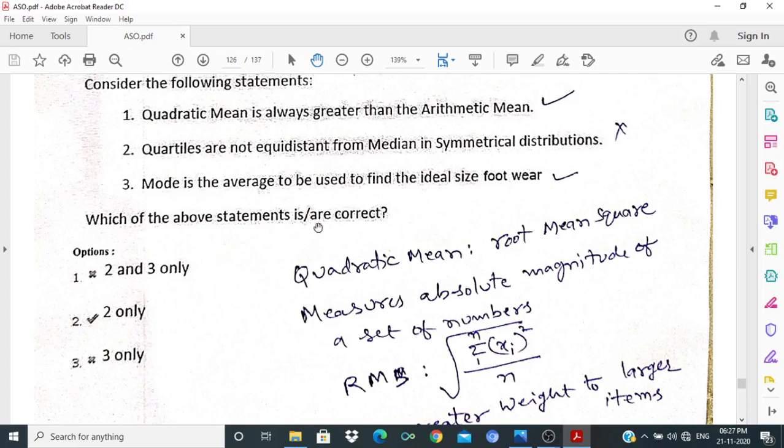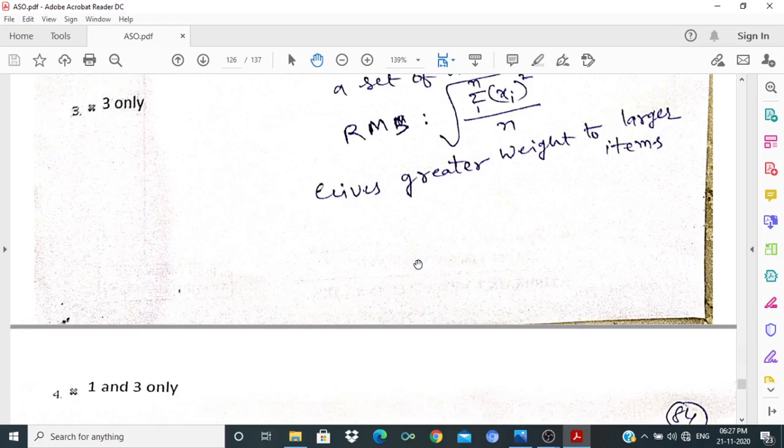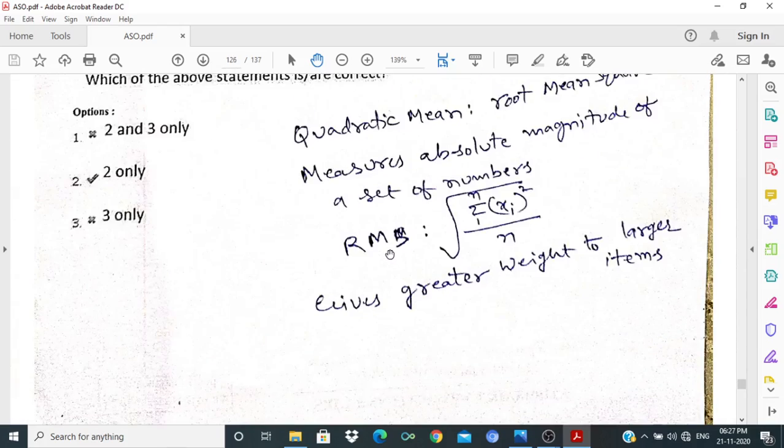Quartiles are not equidistant from median in symmetrical distribution. This is a wrong statement. Mode is the average to be used to find the ideal size. Ideal means which is used by most of the persons. This is also correct. Gives greater weightage to larger items. This is about quadratic mean. This is the formula. It measures the absolute magnitude of a set of numbers.